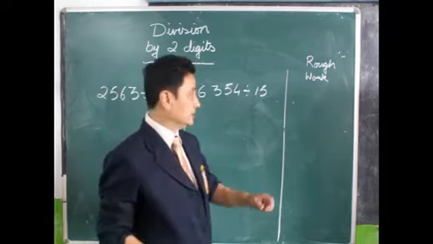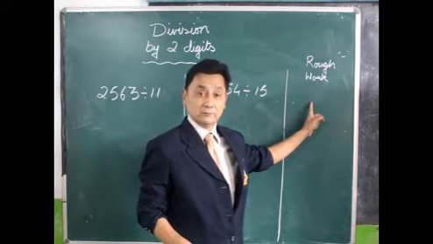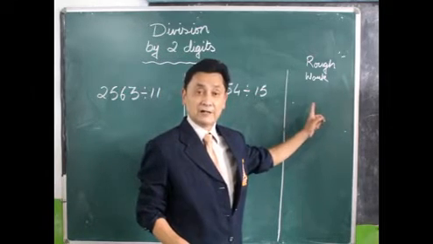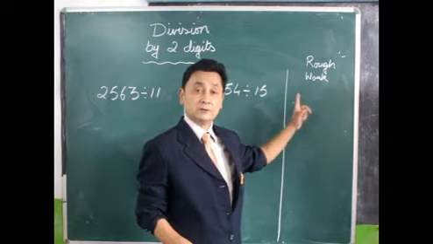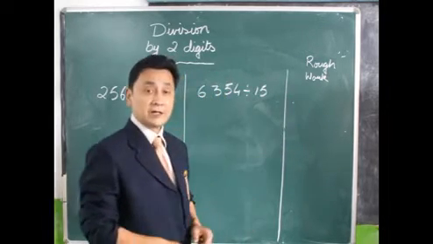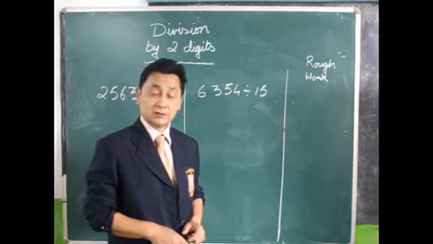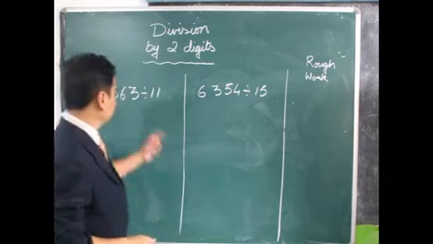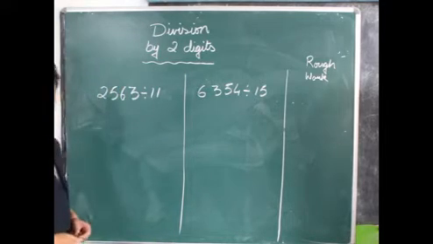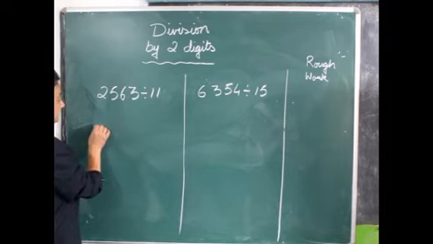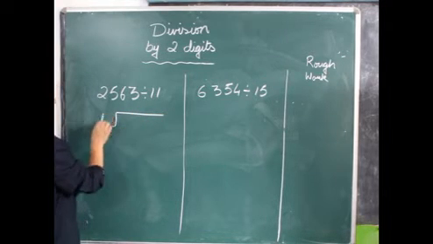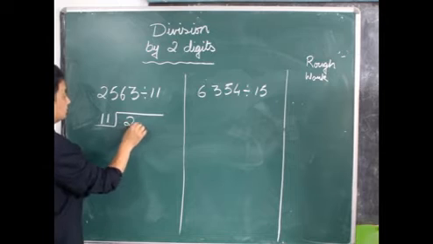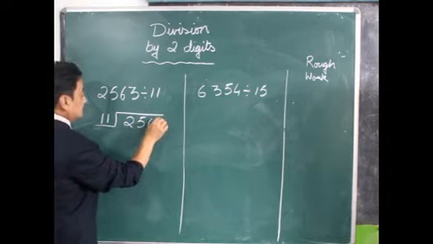But you must do it in the rough column. Okay? You need to multiply in the rough column so that you will get the correct answer. So let's begin our class. So the first number is 2563 divided by 11. So let's make a column. Let's write 11, 2, 5, 6, 3.